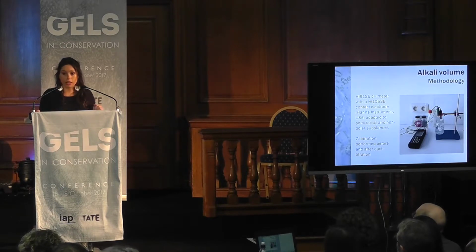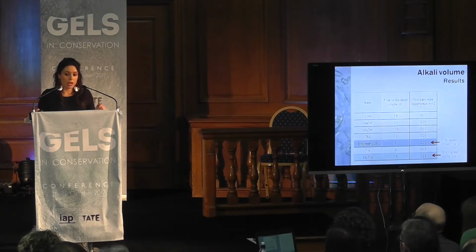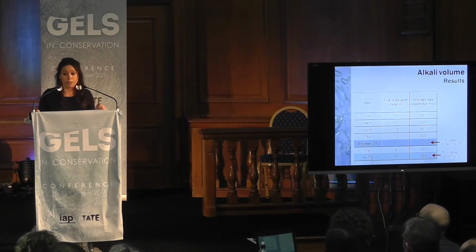So, concerning the alkali volume, the minimal alkali volume necessary to neutralize an identical quantity of Pemulen was determined thanks to titration curves, using a particular pH meter adapted to semisolids and non-polar substances, which was calibrated systematically before and after each titration. As shown in this table, the final alkali molar concentration required to neutralize 1 gram of Pemulen is similar for most bases and is extremely low, about 0.1 molar.